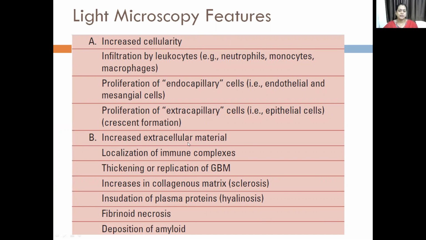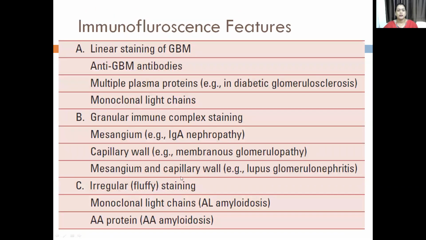Then increased extracellular material, sclerosis, localization of immune complexes, where they are subepithelial, subendothelial, or mesangial, increase in the collagenous matrix, increase in plasma proteins, fibrinoid necrosis, deposition of amyloid, right? So, immunofluorescence features. Linear staining of the glomerular basement membrane, I told you, will be seen in anti-GBM antibodies. Then multiple plasma proteins are associated with diabetic glomerular sclerosis.